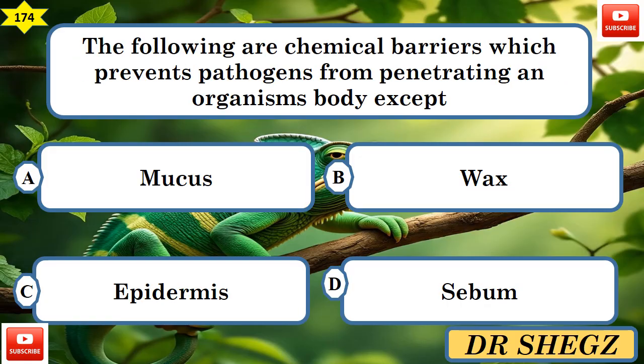The following are chemical barriers which prevent pathogens from penetrating an organism's body except the epidermis. Epidermis is a layer of the skin, which of course is a physical barrier. Mucus, wax, and sebum, they are all chemical barriers.